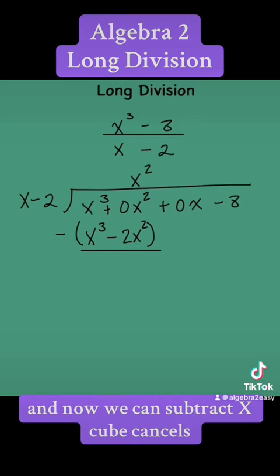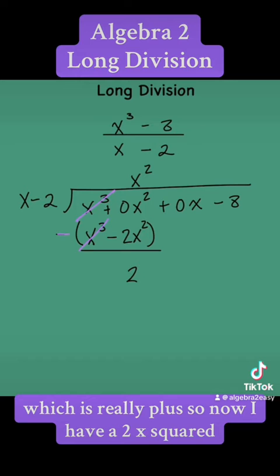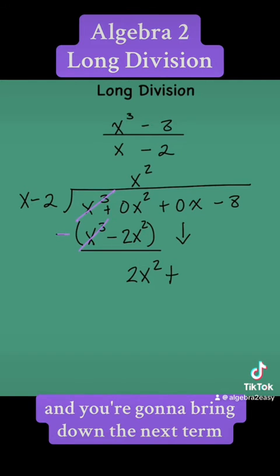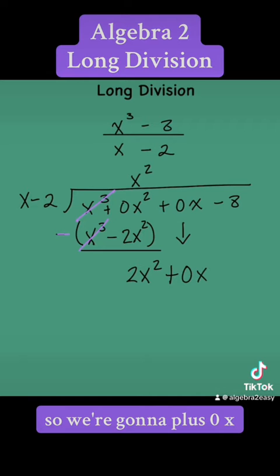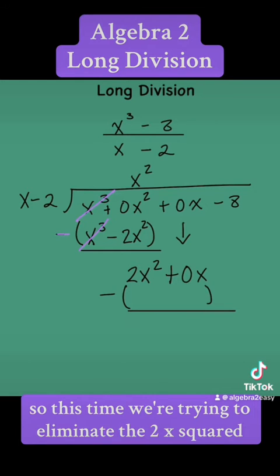And now we can subtract. x cubed cancels, and we have 0 minus negative 2, which is really plus. So now I have a 2x squared. And you're going to bring down the next term, so we're going to have plus 0x. We're going to subtract, and then I can draw my line. So this time, we're trying to eliminate the 2x squared.